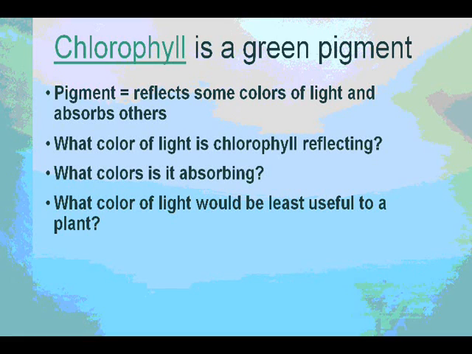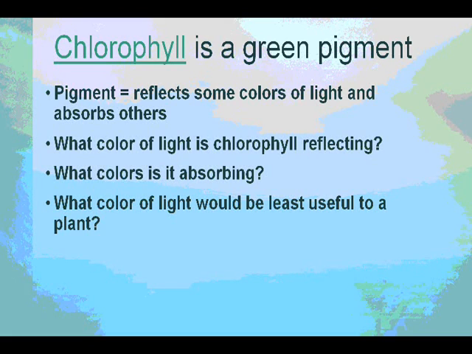The reason it's reflecting green is that wavelength of light is not able to be absorbed, so it bounces off of the chlorophyll and goes back into your eye. So therefore you see plants as green. It's absorbing the red, yellow, blue, and purple, so those colors don't go into your eye. They're absorbed by the leaf, and so we can't see those colors bouncing off of it.